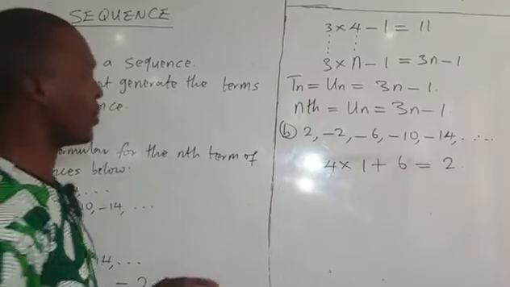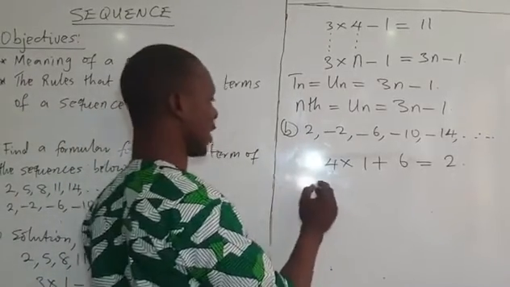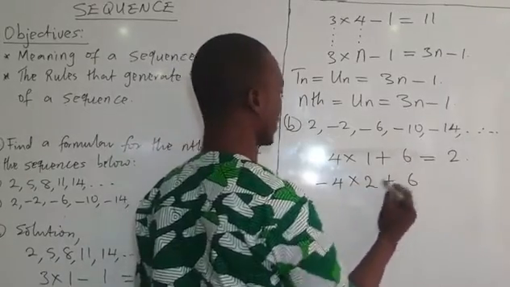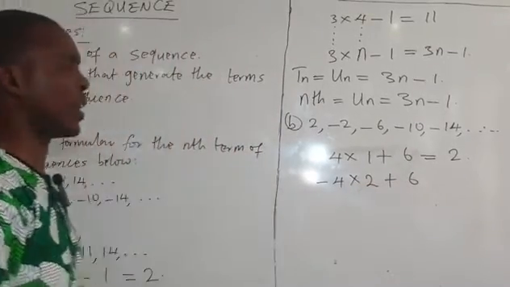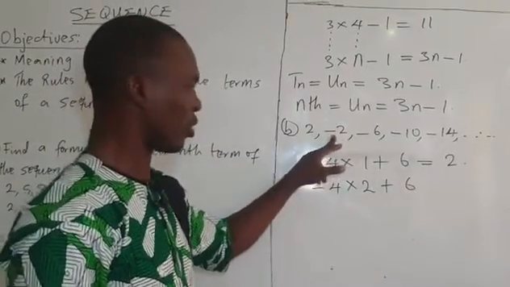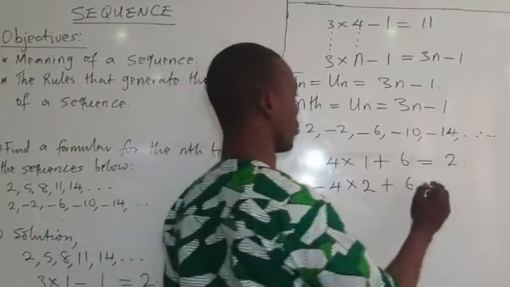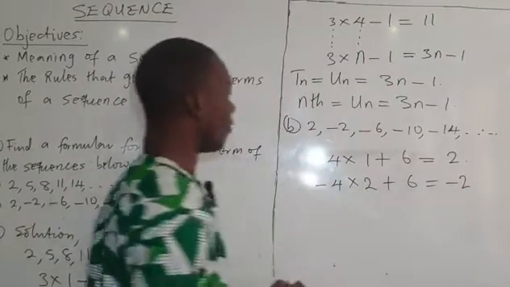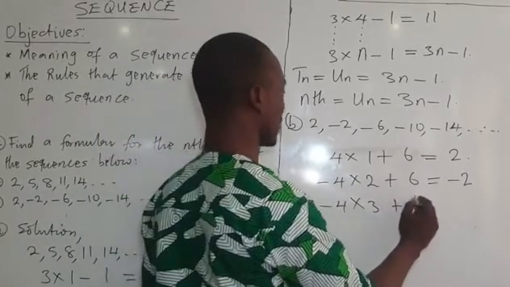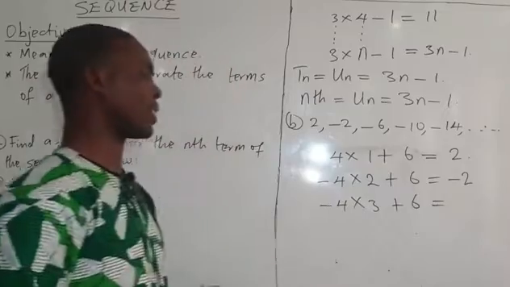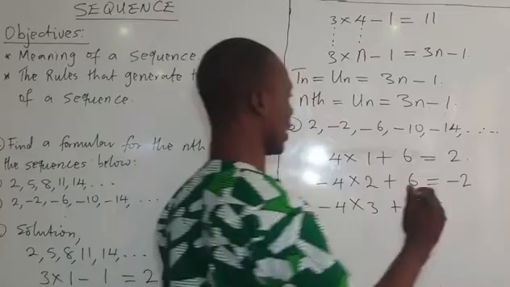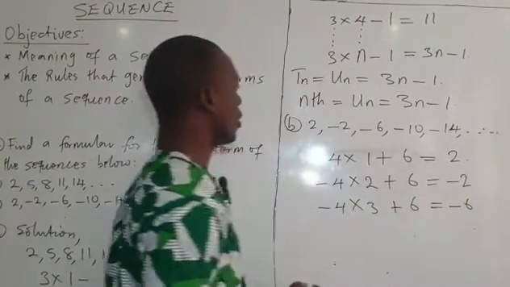So for the second term, which is minus 2, let's test for that. Minus 4 multiplied by 2 plus 6. Minus 4 multiplied by 2 is minus 8. Minus 8 plus 6 will give us minus 2. It is also okay for the second term, which is minus 2. Then for the third term, minus 4 times 3 plus 6. Minus 4 times 3 is minus 12. Minus 12 plus 6 is minus 6. Also okay for the third term.